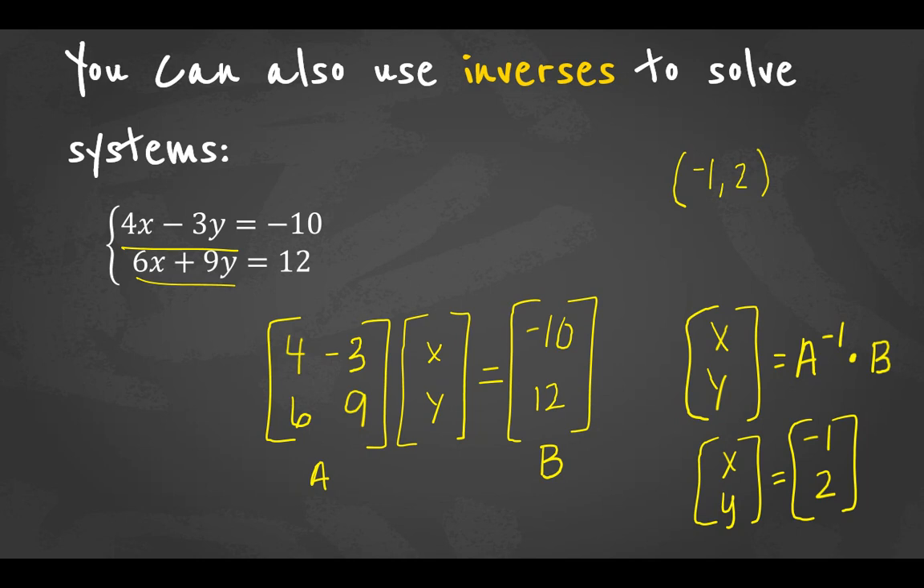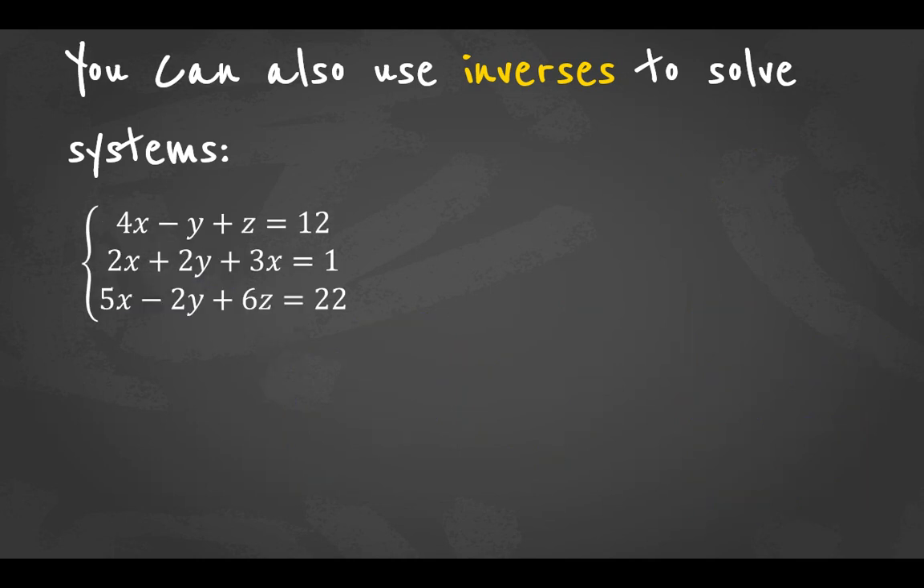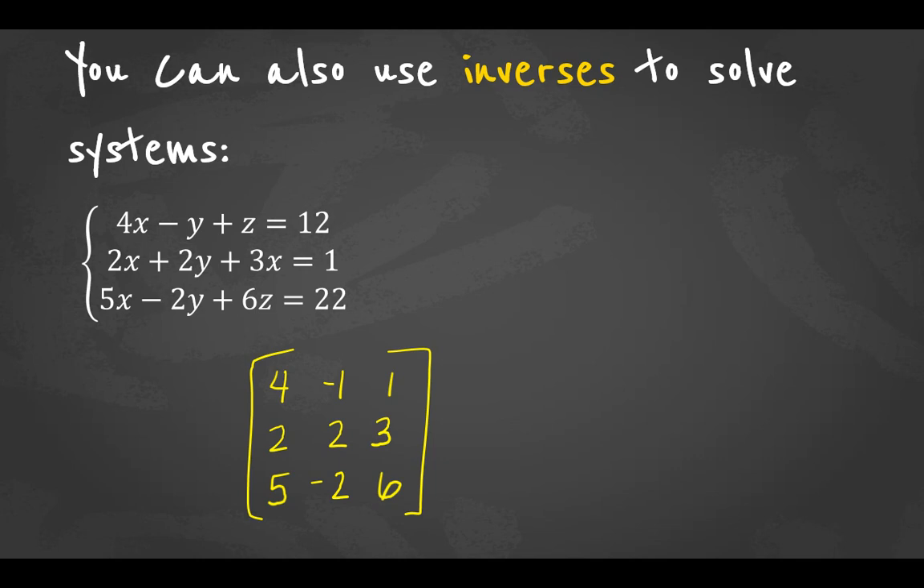Okay, we got 2 by 2 down. Let's try a 3 variable. Start with your coefficients.